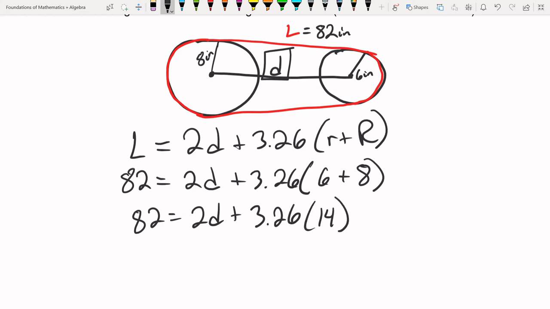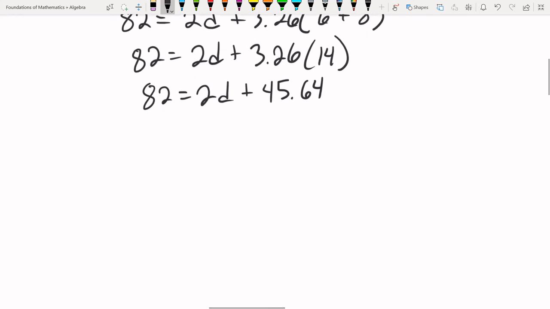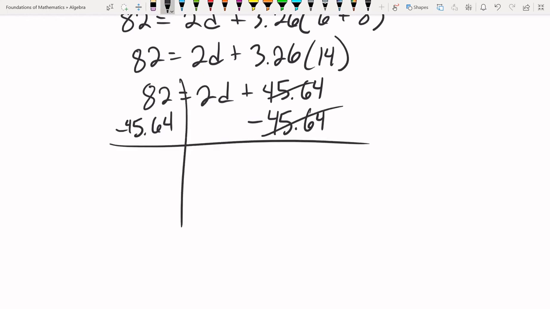And 3.26 times 14 gives us 45.64. This is a two-step equation. We can solve by first getting rid of the 45.64. It's positive, so I'm going to subtract it. Now we have 2D equals 82 minus that. Gives us 36.36. And divide by 2.